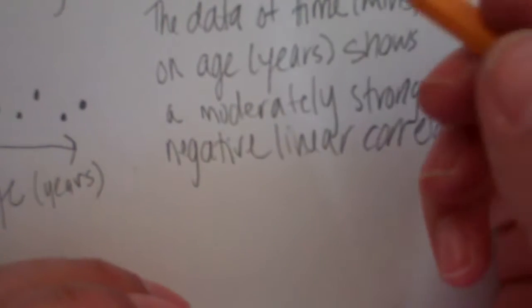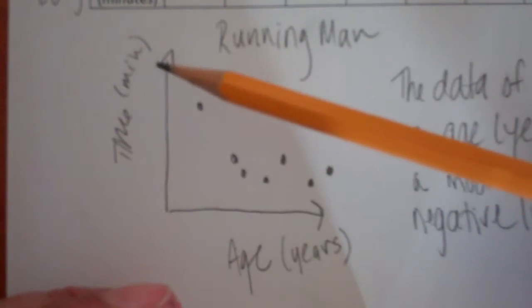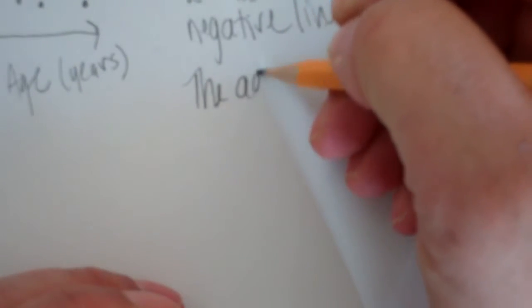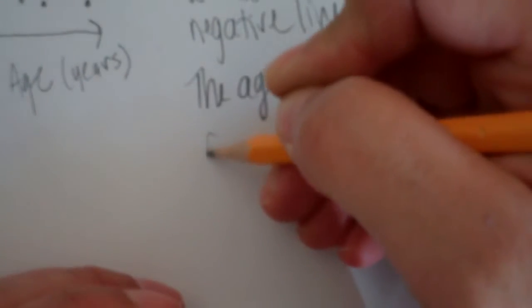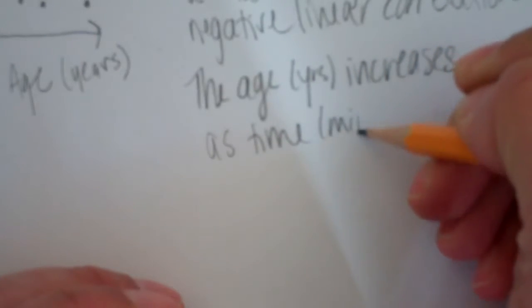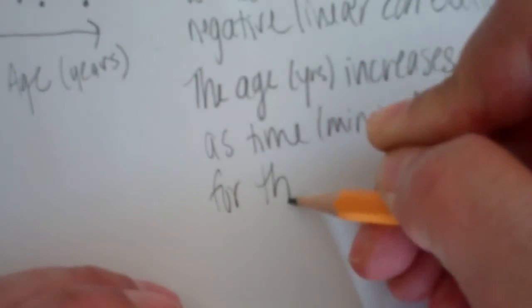Now, we didn't have to put linear because we do have the word correlation. We could have put association, because with correlation we are going to be checking to see how moderately strong it actually is and if we're right in saying that it's negative. However, it's negative because as the age increases in years, the time decreases. So that's what we're going to write for our context: the age in years increases as time in minutes decreases for the person running the mile.